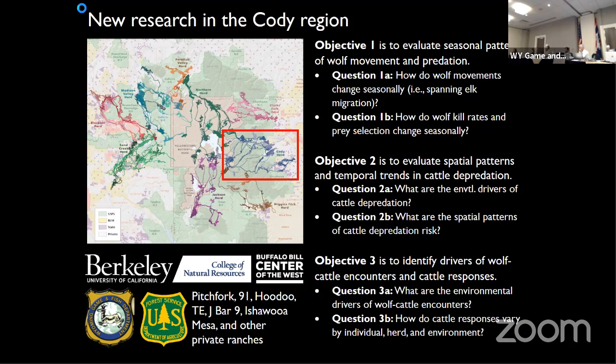The second objective, and the third, get into livestock depredation. Spatial patterns and trends in depredation. What are the environmental drivers, the landscape drivers of depredation risk? Third objective, ecology of wolf-cattle encounters and cattle responses to those encounters.